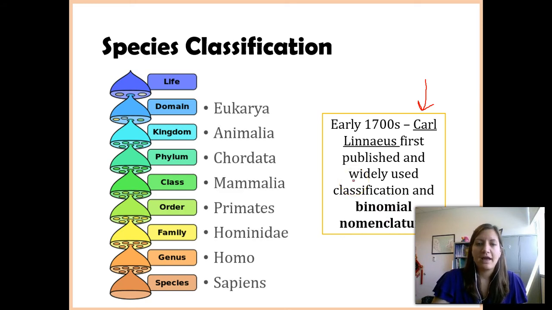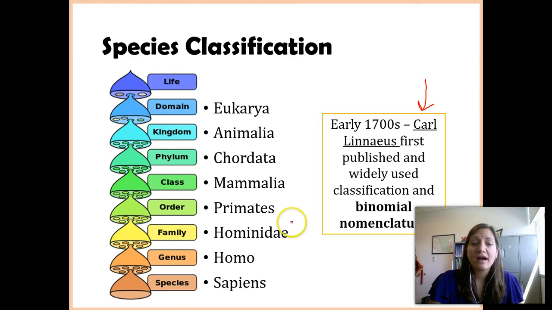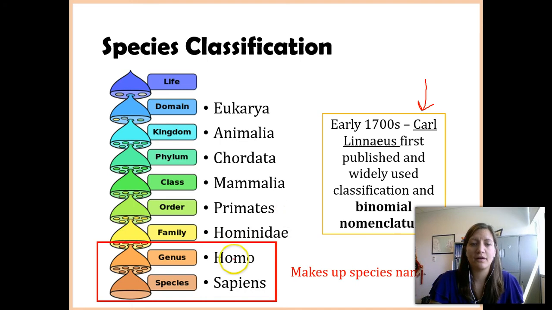Now, this binomial nomenclature here I have shown for humans. Humans, as I mentioned before, are Homo sapiens. Homo is the genus we are in. Sapiens is the specific species we are. We are actually the only organisms in the Homo genus now. Homo neanderthalensis, or the Neanderthals, were also in the Homo genus, but have since gone extinct.